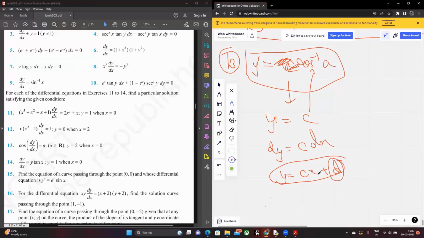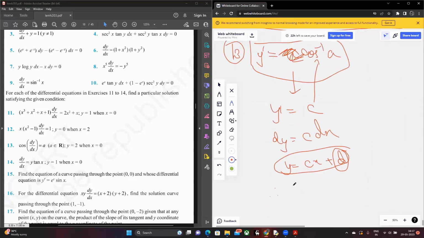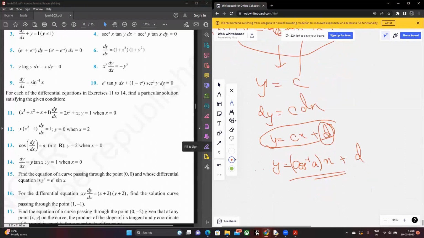This is the only thing that can influence the order of the differential equation, and not this one, because this is not an arbitrary constant. This is a given constant, right? This is a belonging to R being a given constant. Cool. And so you have the fact that the general solution is y equals cos inverse a times x plus d, right? And since y equals 2 when x is 0, this d is basically 2. So this is a particular solution.